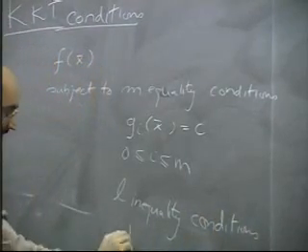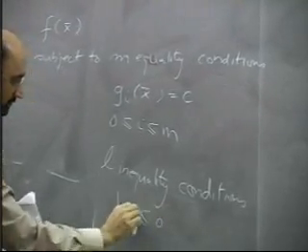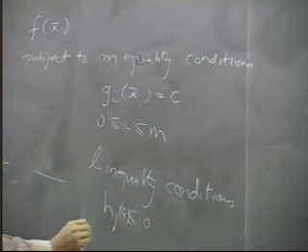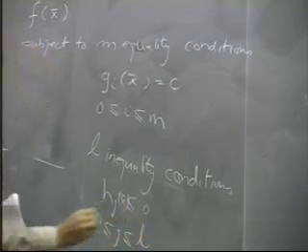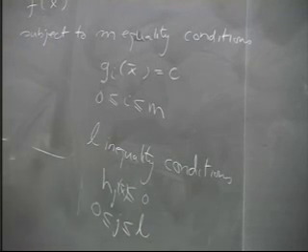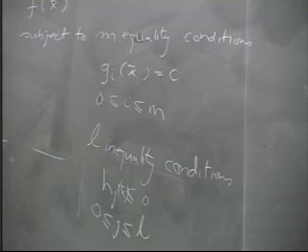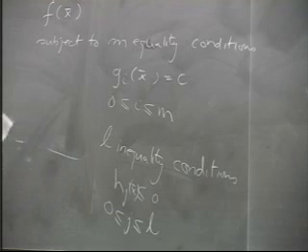And these are represented as h_j(x) ≤ 0 and 0 ≤ j ≤ L. Okay, so this is the statement of the problem. So you have f, you want to maximize subject to m equality and L inequality conditions, and so it's a little bit more general. The question is, can you do it?